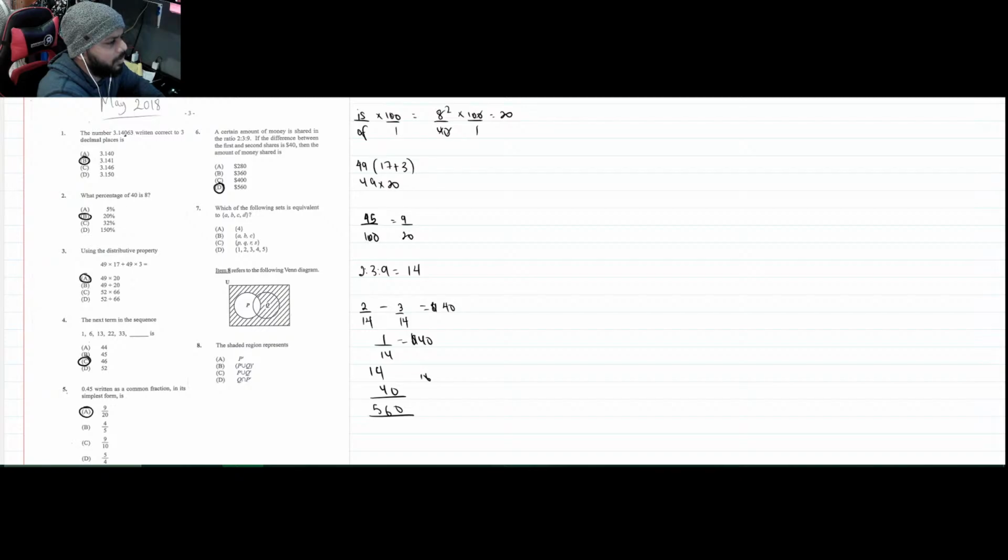Which of the following sets is equivalent? A, B, C, D. Equivalent sets have the same number of entries. So PQRS, self-explanatory. The shaded region represents P complement, everything except P.